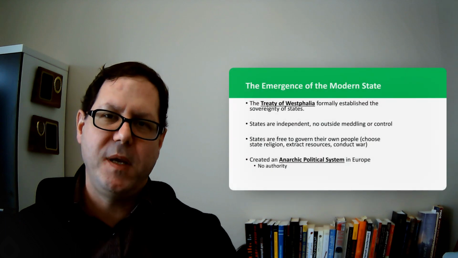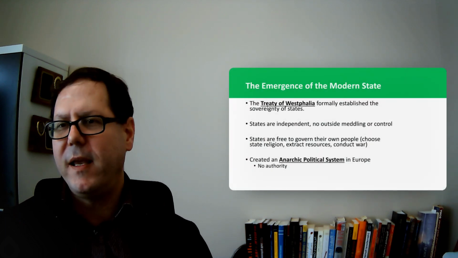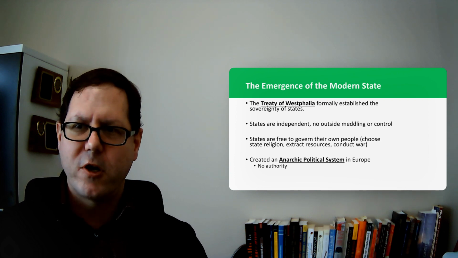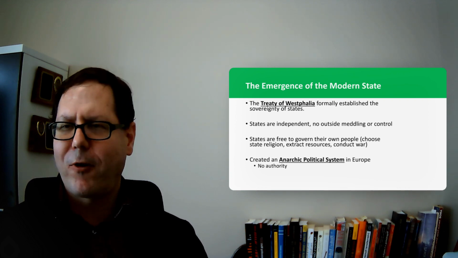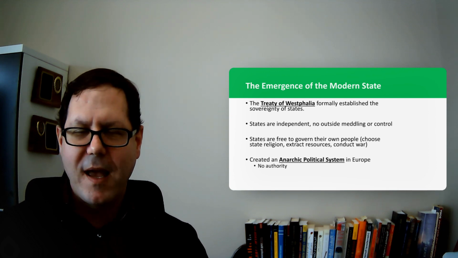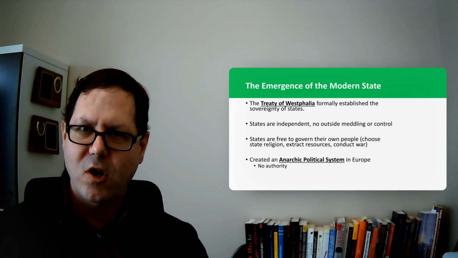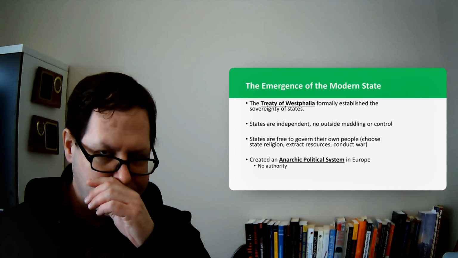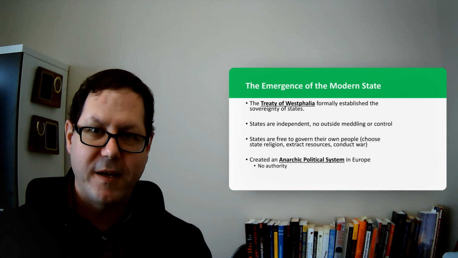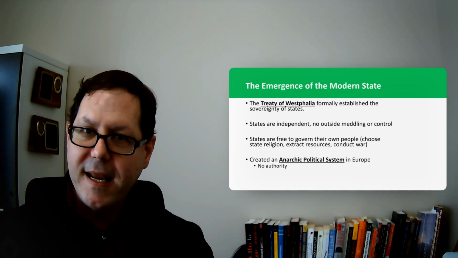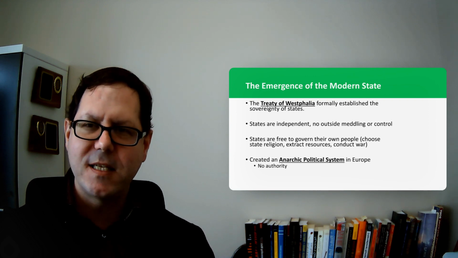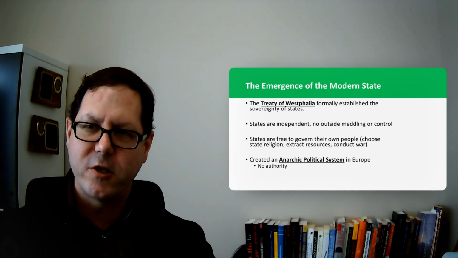And this ends up being a symbolically and maybe legally important moment in the evolution of the international system. Just for convenience's sake, we often mark 1648, the signing of the Treaty of Westphalia, as the end of the medieval system and the start of the early modern era. Because what the Treaty of Westphalia does is it formally establishes the sovereignty of states. It says states are independent from outside meddling and control, which in this context means the Catholic Church doesn't get to tell you what to do.